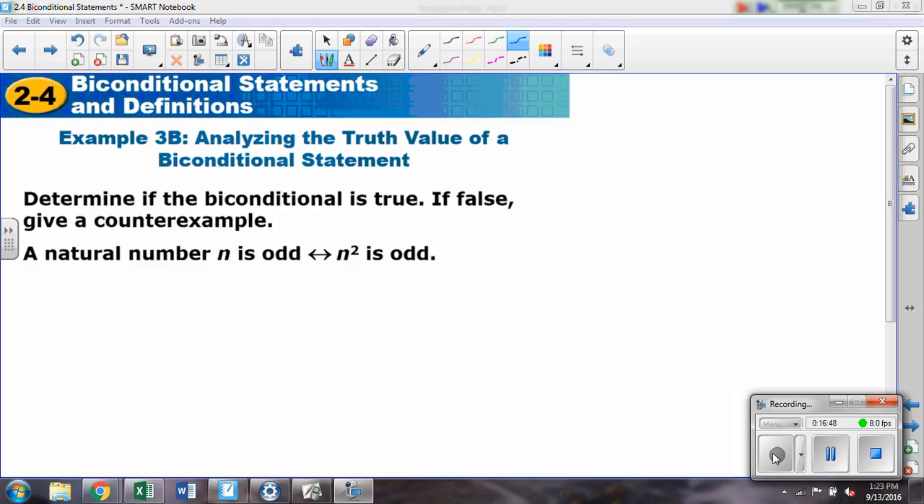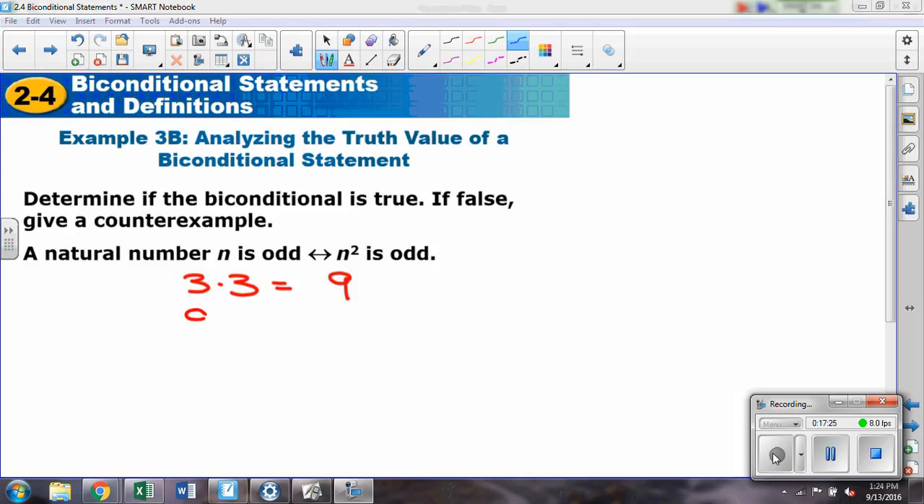Okay, consider this. A natural number n is odd. Natural numbers are, of course, the ones that you count with. 1, 2, 3, 4, 5, 6, 7, 8, 9, 10, and you keep going. So if we take an odd number, like 3, and then we square it, does that give you an odd result? Nope. 3 times 3 is 9. Okay, based on this example, one example is true.